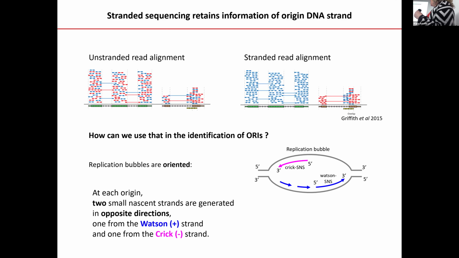So how can we use this additional information for the identification of origins? When we look at the orientation bubble, it is oriented. So we have a fiber that is generated from the plus strand and we have a fiber that is generated from the minus strand. So we can use the stranded information about from which strand the SNS was polymerized and map the origins finer. I will explain this in a bit more detail a bit later.